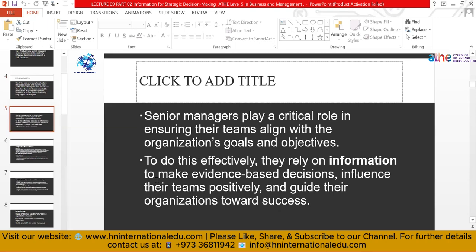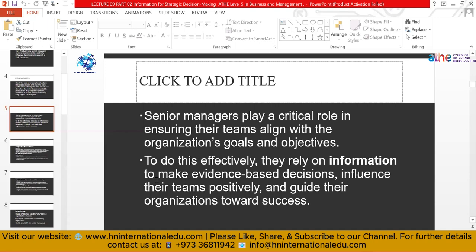Senior managers play a critical role in ensuring their teams align with the organization's goals and objectives. Obviously, if their goals are not aligned with the objectives and goals of the organization, then why do you call yourself a senior manager? There is no room for you. To do this effectively, they rely on information to make evidence-based decisions. That is, you have logic, you have proof, and then you work on it. Influence their teams positively and guide their organization towards success.